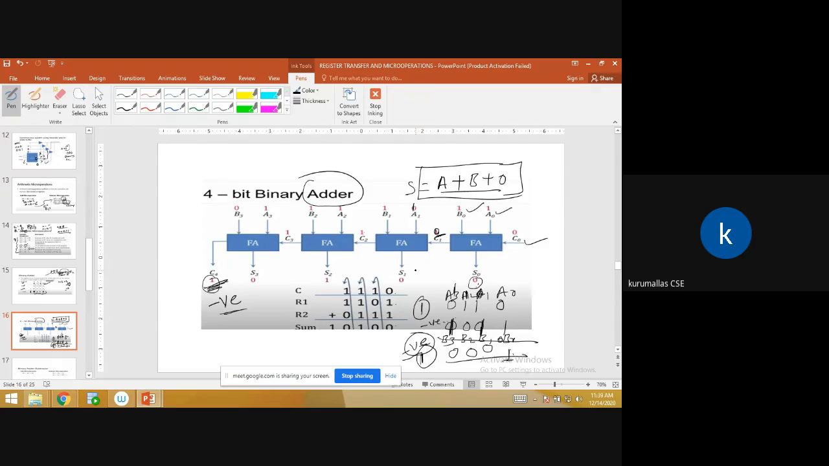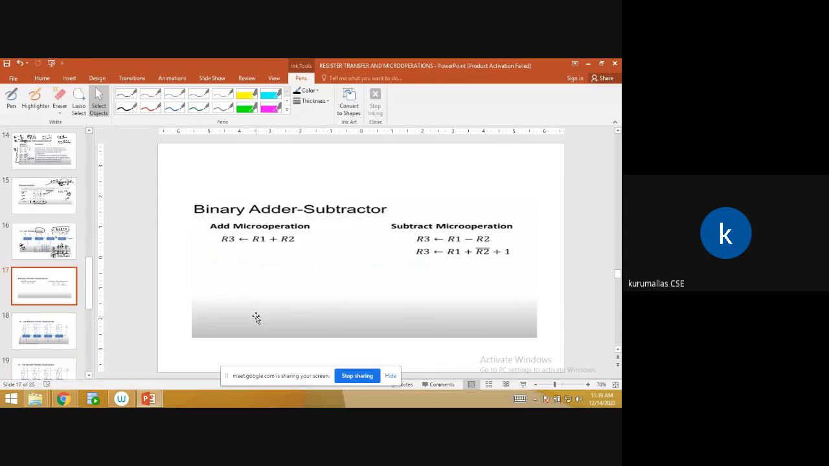Next, how to represent the 4-bit adder subtractor? How to represent the binary adder subtractor? We have to take this example. You know the adder is r1 plus r2. The subtractor micro operation can be done like this: R3 gets r1 minus r2. This is r1 plus minus r2, which can be represented as 1's complement of r2 plus 1. If you add plus 1, this is the 2's complement. The 2's complement of the second operand can be added with the first operand, and the result can be stored in r3, right? So this is about the subtractor.